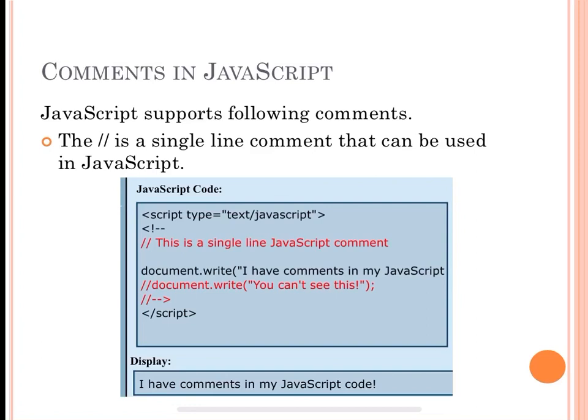So whatever we have written in the document.write method is displayed over here, and the part we have commented is not displayed in the output. Okay, so this is how we write a single line comment. Now next, on the next slide, we'll move on to multiple line comment.